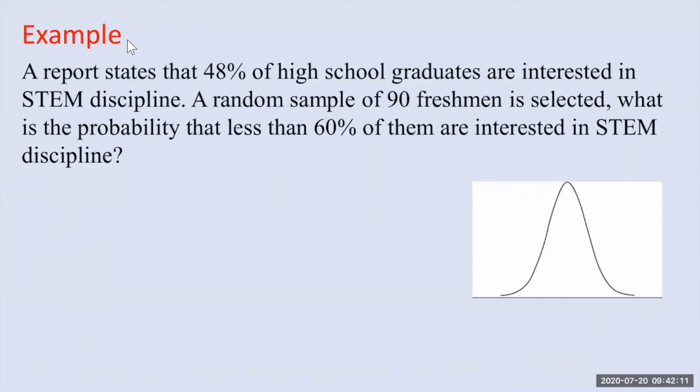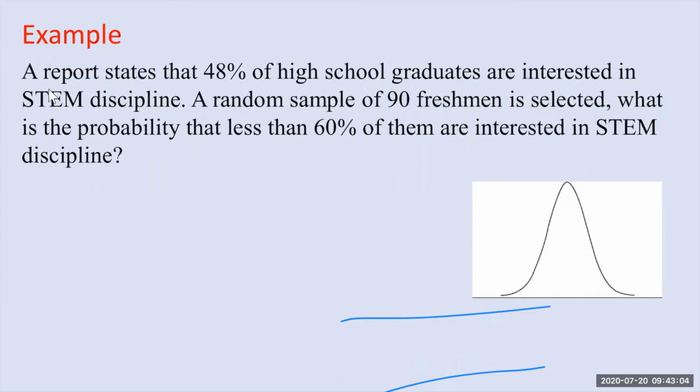So here is the example on the third part of the central limit theorem. Let's find out what is given here and what we are asked to do. So first we are going to read and understand this problem. Our report states that 48% of the high school graduates are interested in STEM discipline. A random sample of 90 freshmen is selected. What is the probability that less than 60% of them are interested in STEM discipline?